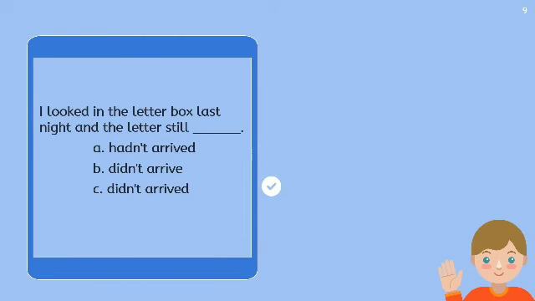I looked in the letter box last night and the letter still A, hadn't arrived; B, didn't arrive; C, didn't arrive. The correct answer is A, hadn't arrived. I looked in the letter box last night and the letter still hadn't arrived.